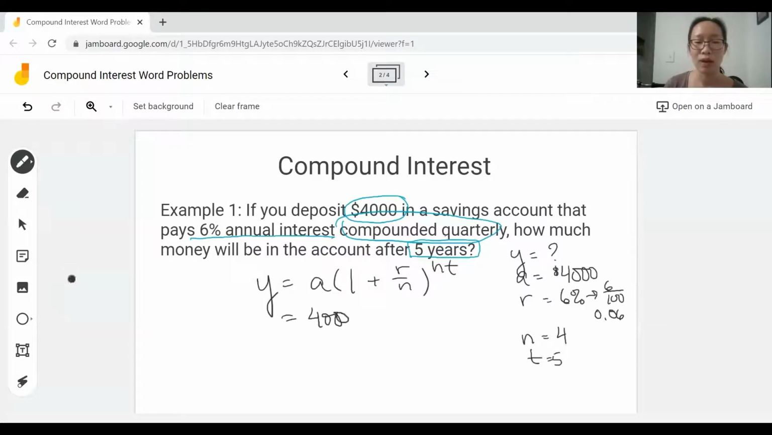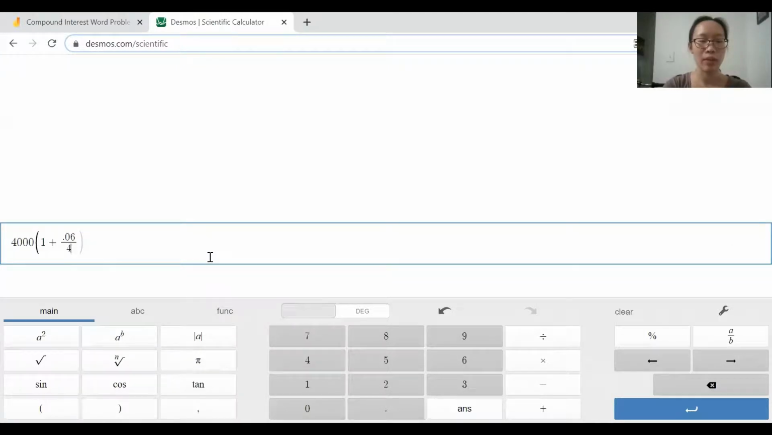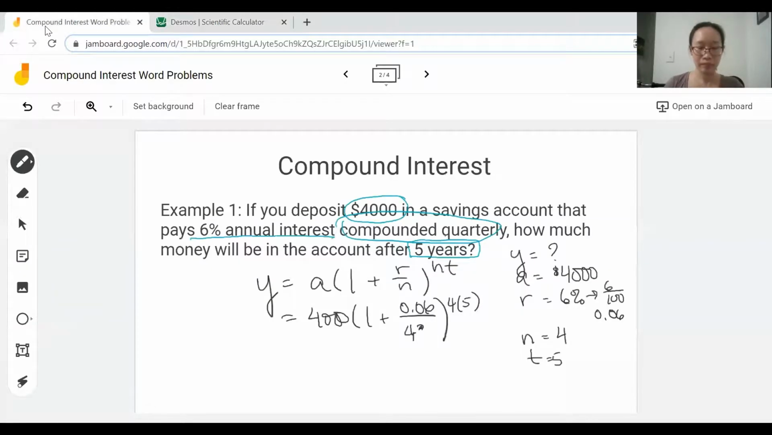I'm looking for 4,000 times 1 plus 0.06 divided by 4, raised to the 4 times 5 power. I'm going to put that all into a calculator. So this was $4,000 times 1 plus 0.06 divided by 4, raised to the 4 times 5 power. And that comes out to $5,387.42. Let's take a look at my second example.